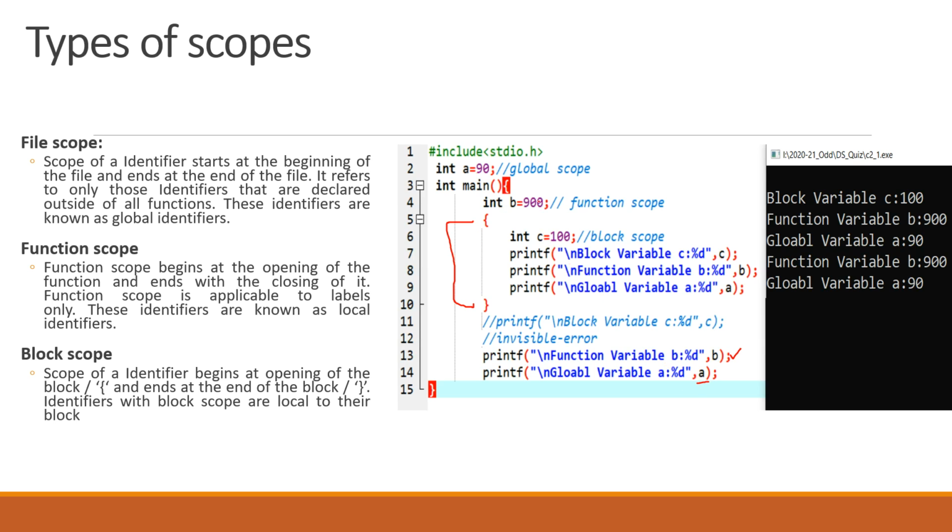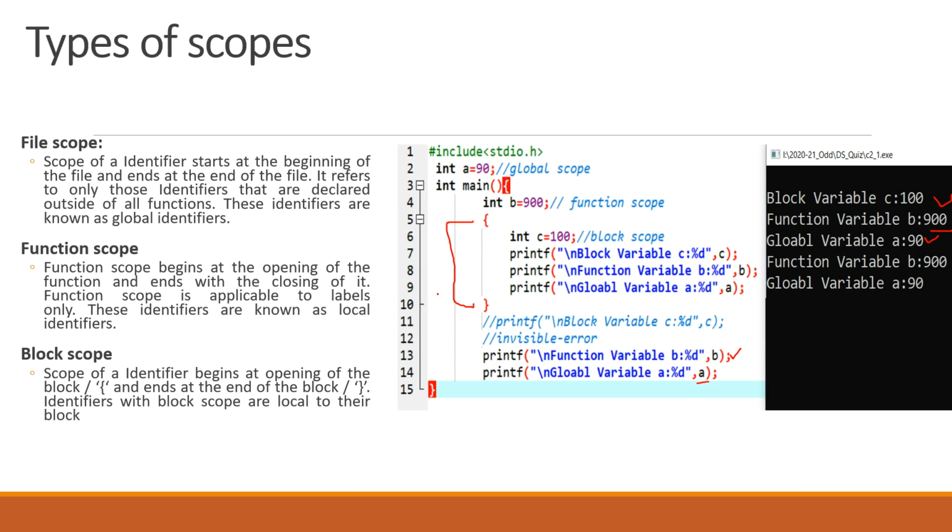You'll see the output when you run this program. A is initialized to 90, B is initialized to 900, C is initialized to 100. Block variable C, what is the value? 100. Function variable B, what is the value? 900. Global variable, it is accessible here also, so it is 90.